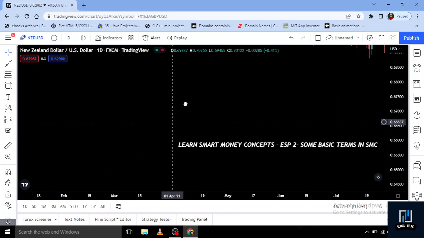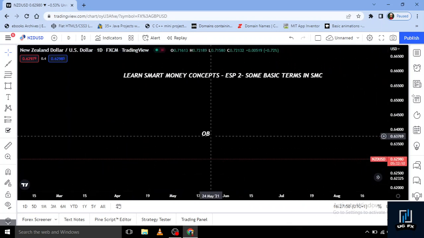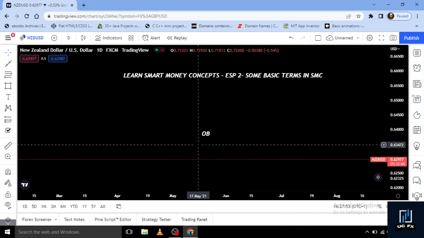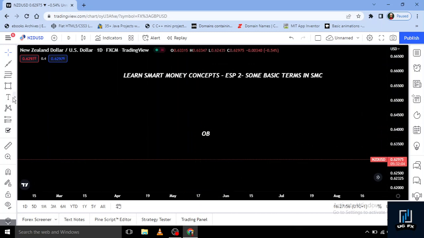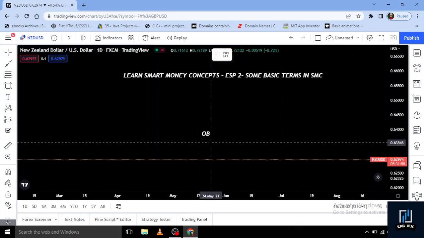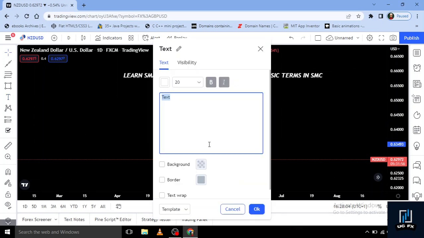So let's go to the next term. What's the next term in smart money concepts? Okay, we have the fair value gaps.